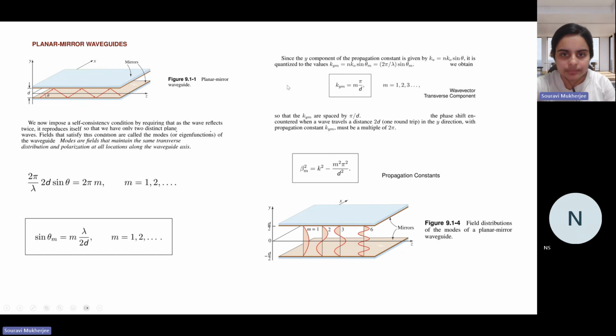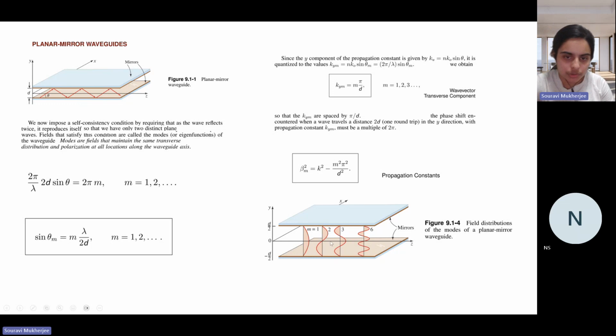And then if you look at the component along the propagation direction, that gives you the propagation constant, which is given as beta. If you use the relation that ky squared plus kz squared is equal to k squared, then from here you can get the expression for the propagation constant. Now, suppose you have these two layers; the waveguide can support different kinds of modes.